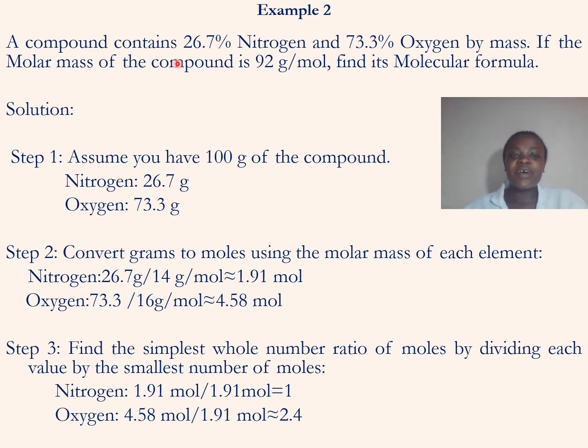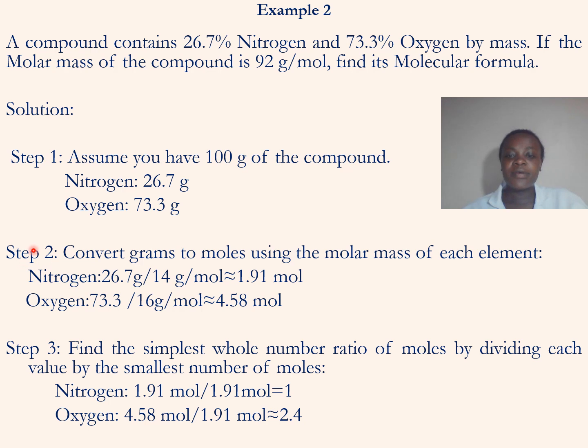So here we have a compound containing 26.7% of nitrogen and 73.3% oxygen by mass. If the molar mass of the compound is 92 grams per mole, we are told to find its molecular formula. Very easy. So we start with step 1. We are finding the empirical formula first.